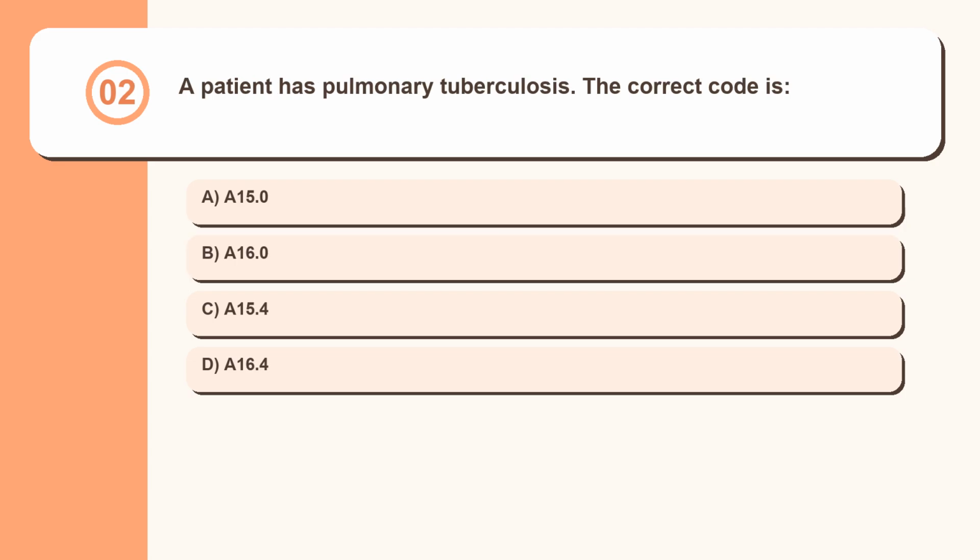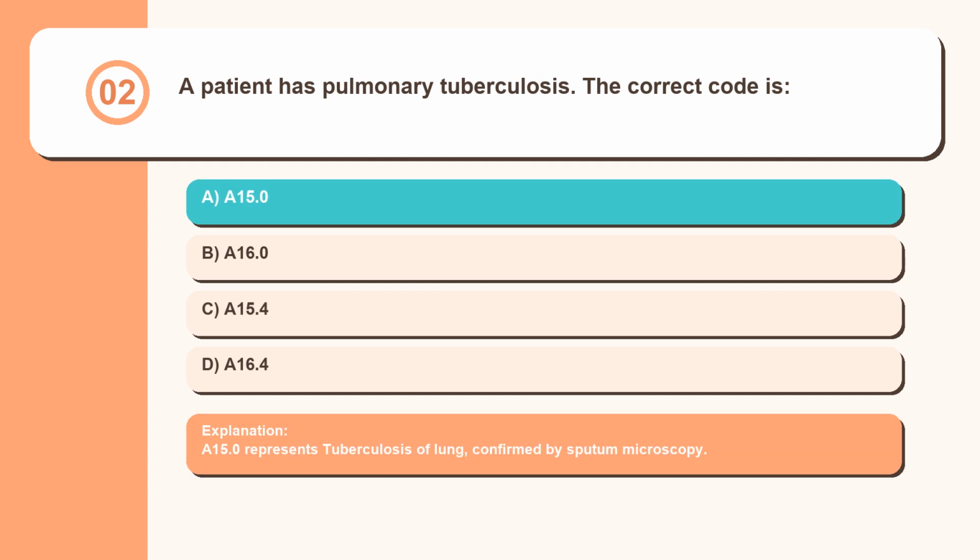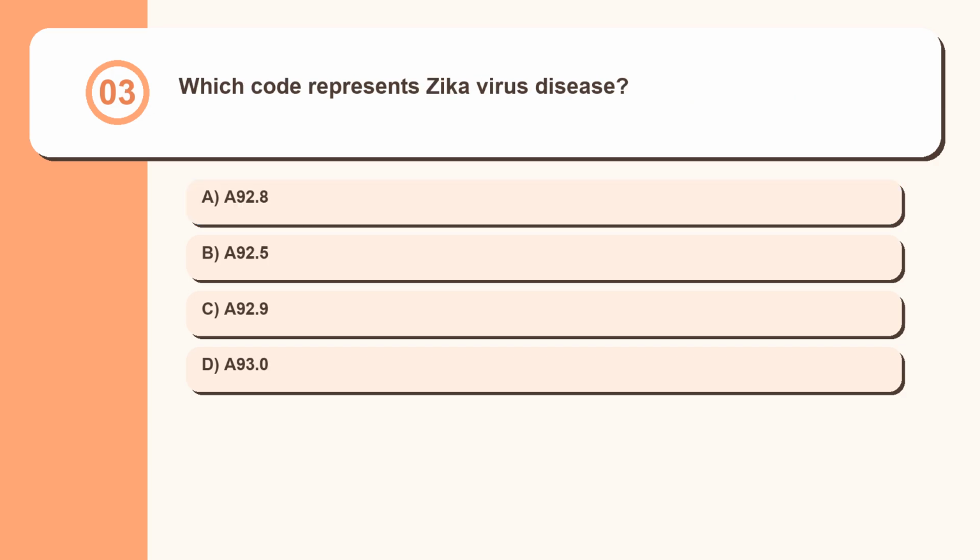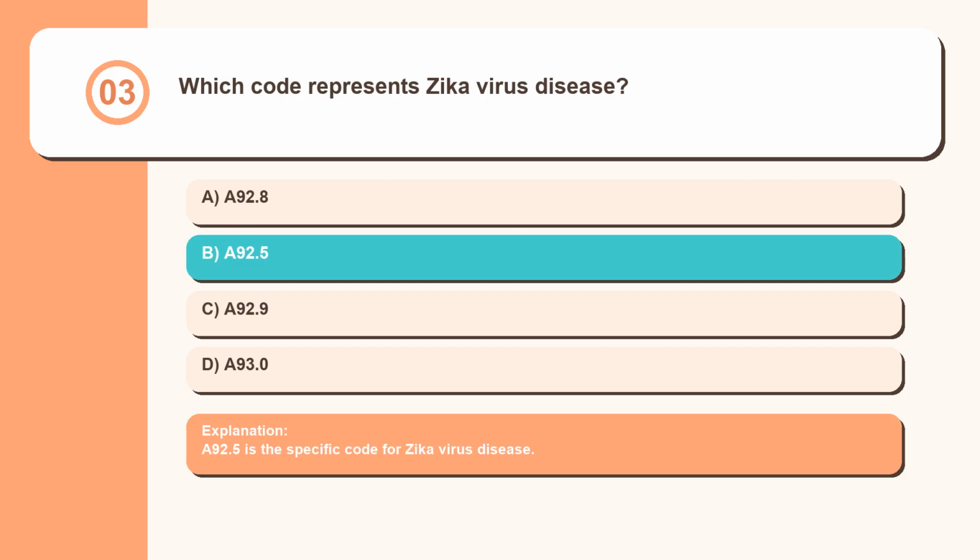Question 2. A patient has pulmonary tuberculosis. The correct code is A15.0, A16.0, A15.4, A16.4. A15.0 represents tuberculosis of lung, confirmed by sputum microscopy. Question 3. Which code represents Zika virus disease? A92.8, A92.5, A92.9, A93.0. A92.5 is the specific code for Zika virus disease.